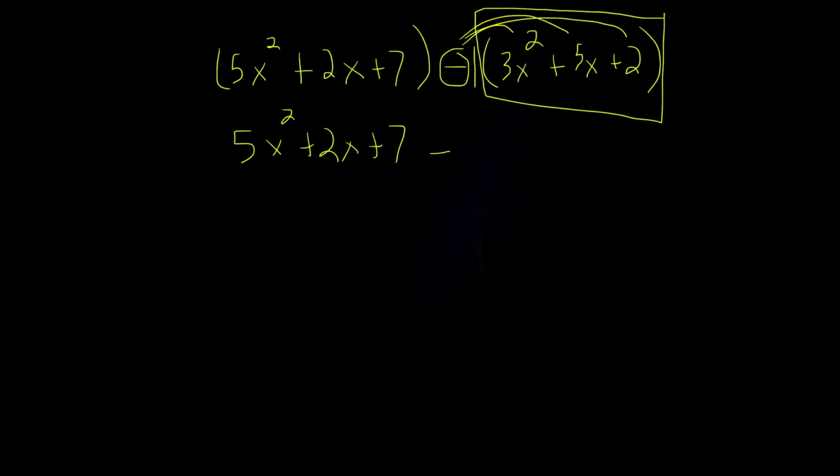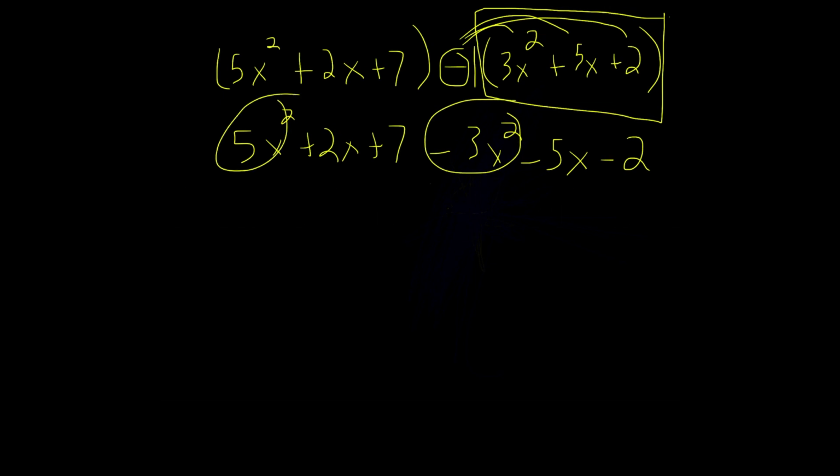And now we're going to subtract these with, well, negative 1 times 3x squared, that's negative 3x squared. We already have our negative sign here, so this is 3x squared. Negative 1 times 5x, this is negative 5x. And negative 1 times 2, this is negative 2. So now that we have our expression here distributed, we could simply combine like terms and simplify this.